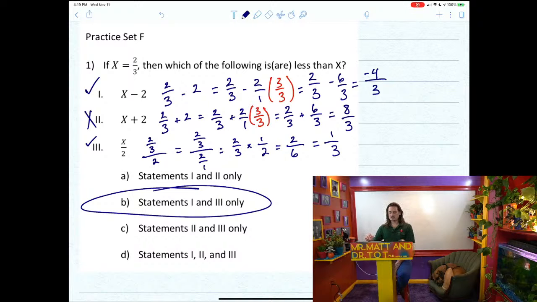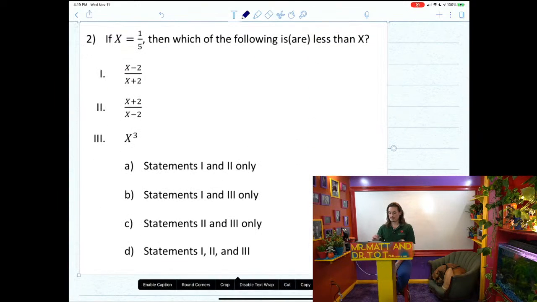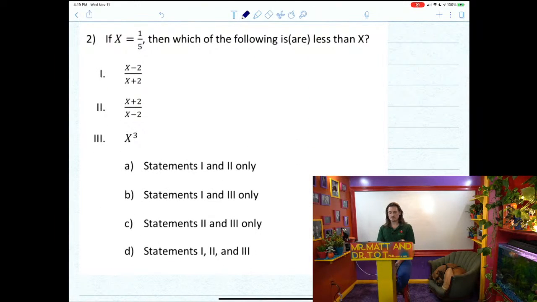If you have any questions, then please let me know. Otherwise, I'll give you 3 minutes. Please look at number 2.